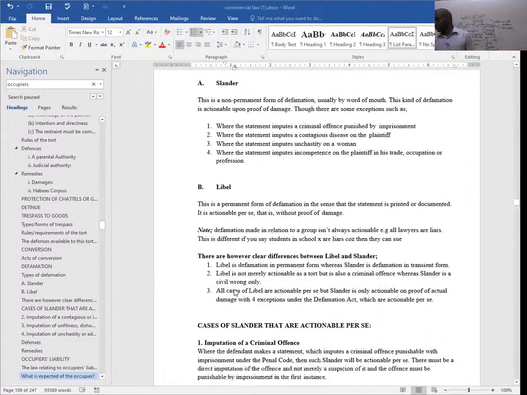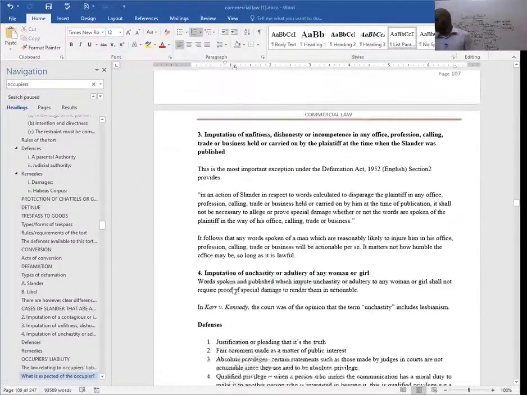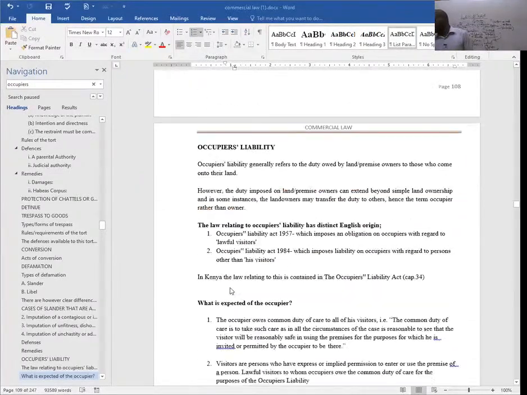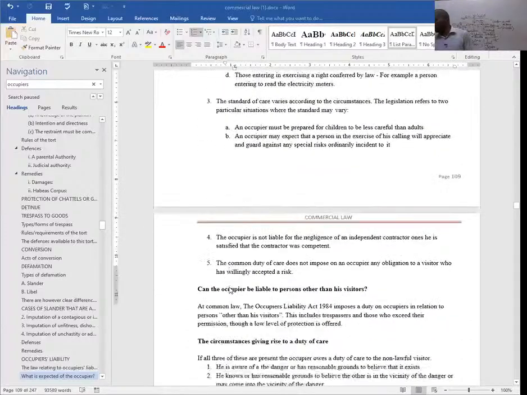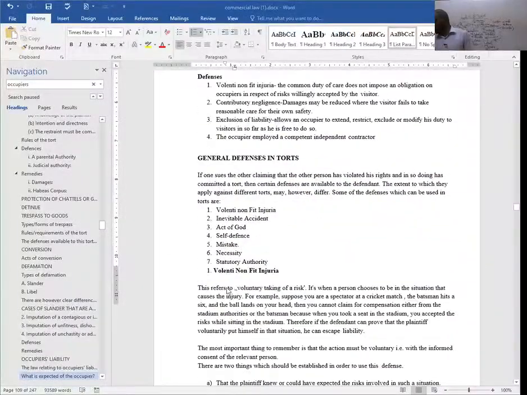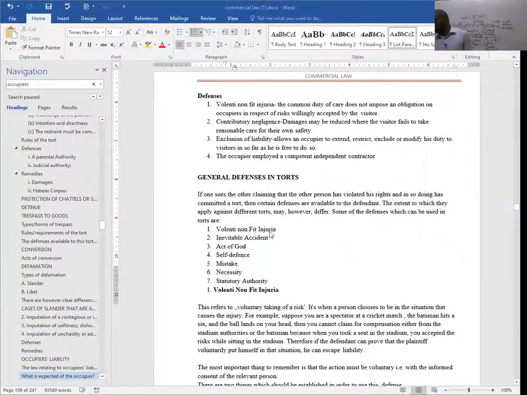So in this case, what should come to your mind most obviously is statutory authority. It is a form of defense under almost all of them. So you can just have a look at them. You can have volenti non fit injuria, where you voluntarily accepted the risk under any tort. Inevitable accident, something that couldn't have been avoided. Act of God can be a form of defense.